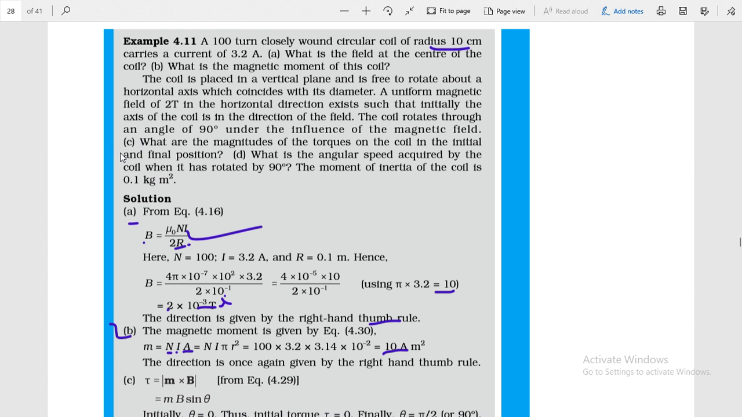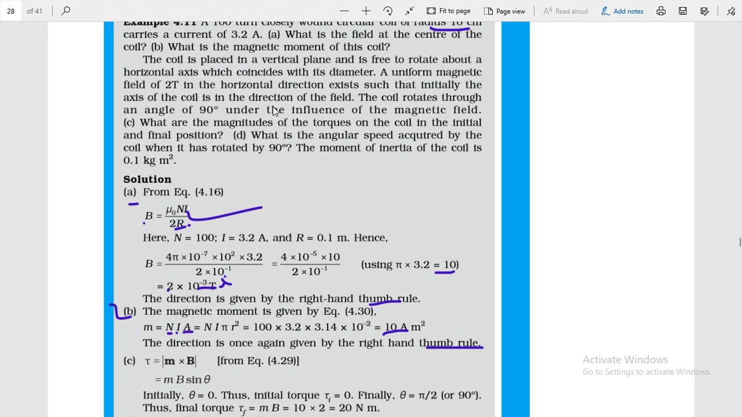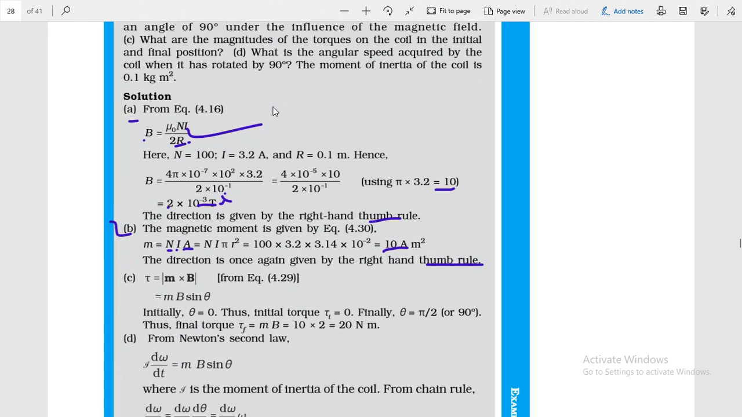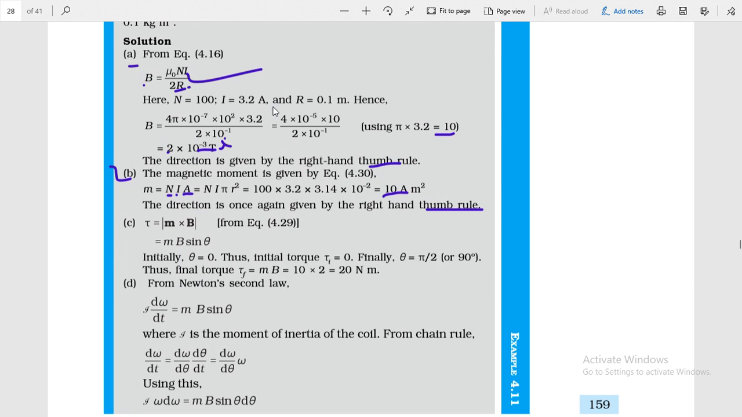Now the part C, let us understand about the direction. The direction is once again given by the right hand rule. So you can find out the direction by right hand rule, because direction is not mentioned in these questions, so we cannot apply that, but you can find out if it is given either clockwise or anti-clockwise.